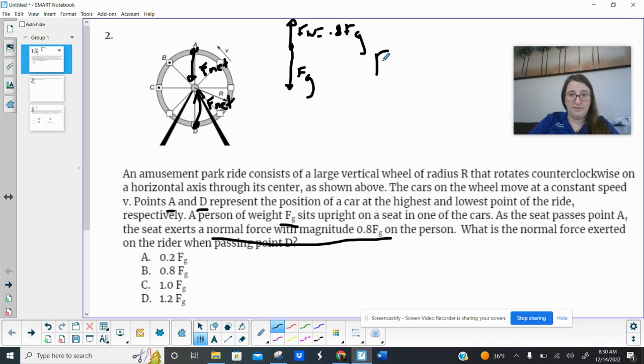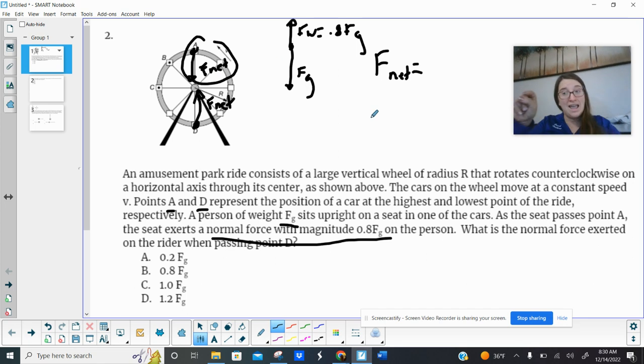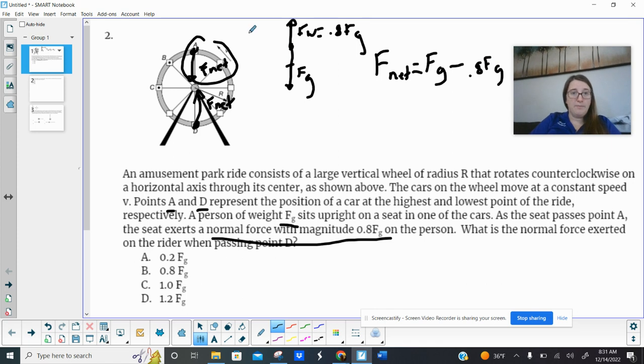So I can write F net equals, well, because at point A my F net points down, right? What that means is based on my FBD at point A, Fg has to be bigger. If the net force is pointing down into the center, Fg has to be bigger. Now again, it's going to be minus Fn, but that's 0.8 Fg. So there is my FBD at point A, and my FBD at point D is going to be the same.